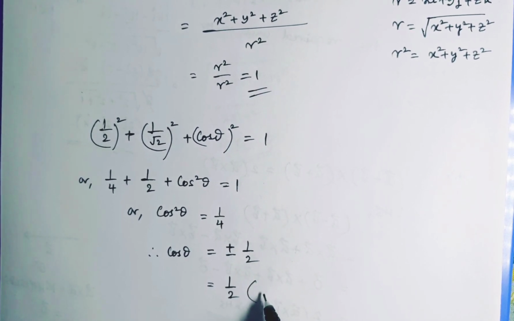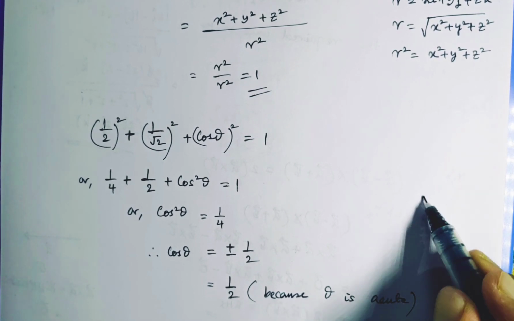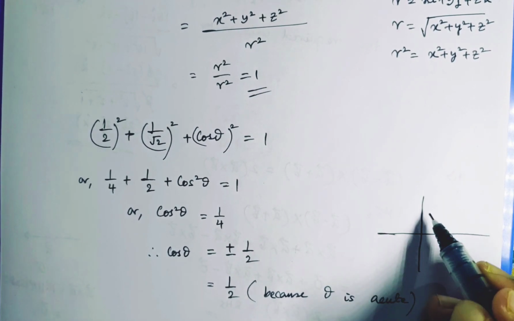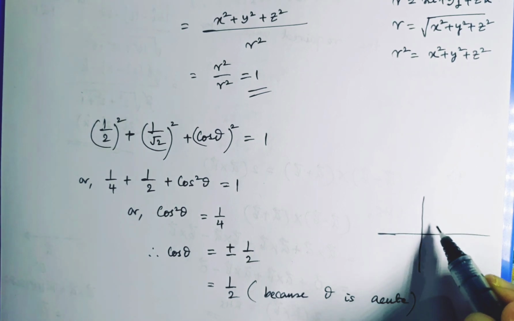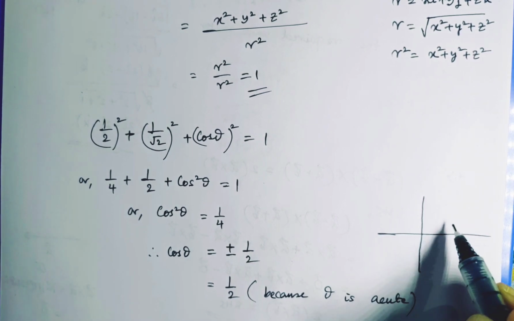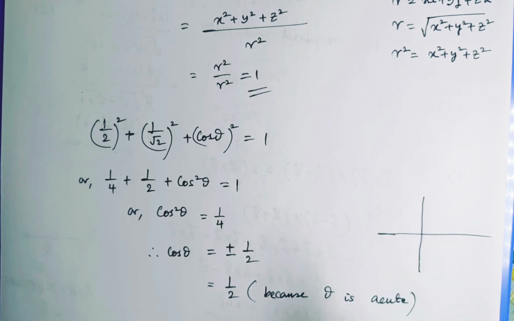Why? Because theta is acute. Acute means what? It lies in the first quadrant. Am I clear? And cos theta is positive in the first quadrant, right? So that's why we take the positive value, that is half. Understood? Now we got the value of cos theta. Now we have to find what? The components of a vector.